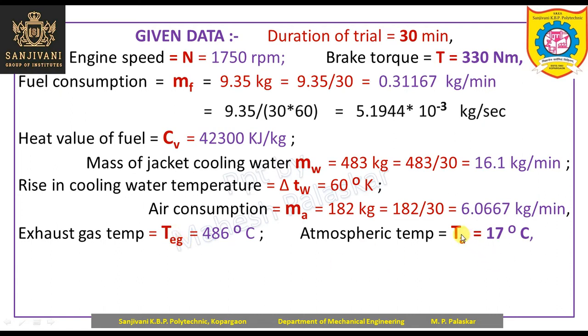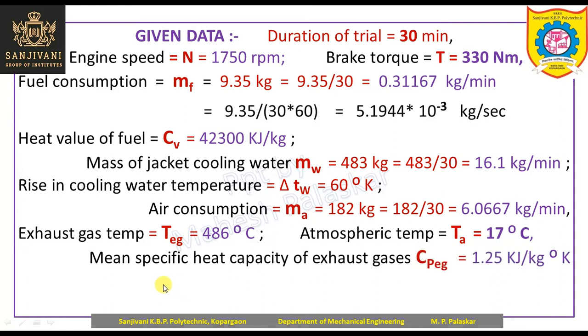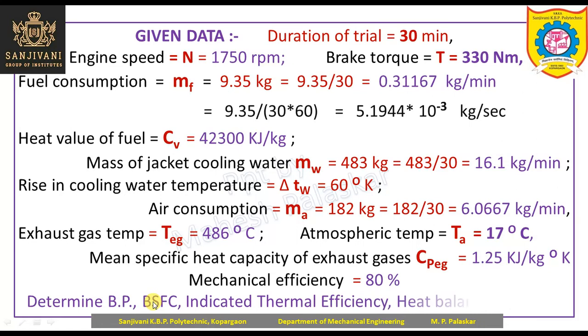Atmospheric temperature is TA, 17 degree centigrade. Mean specific heat capacity of the exhaust gases is CPEG, that is 1.25 kilojoule per kg per degree Kelvin. Mechanical efficiency is 80%, and you have to determine BP, BF, FC, indicated thermal efficiency, brake power in kilojoule per minute.